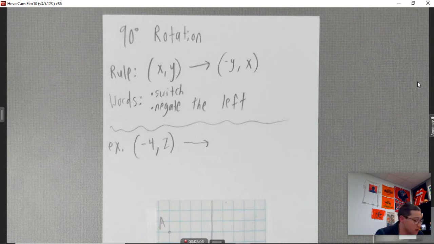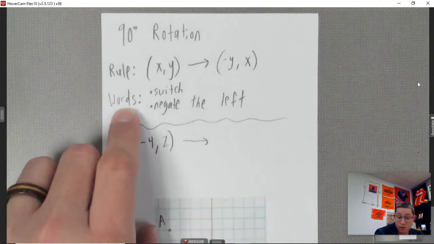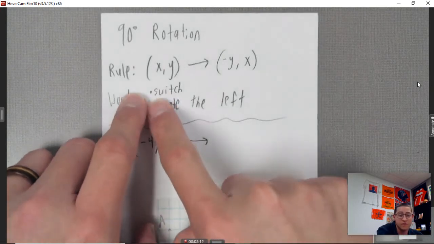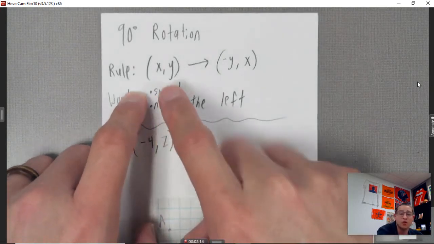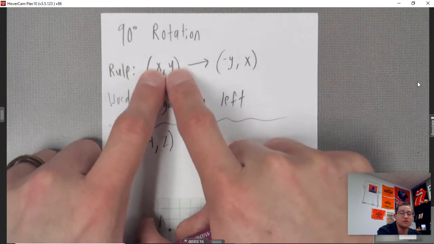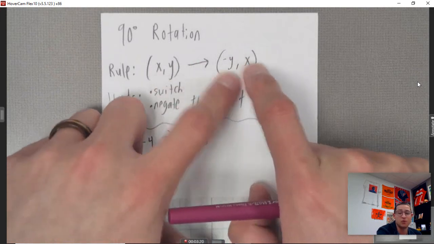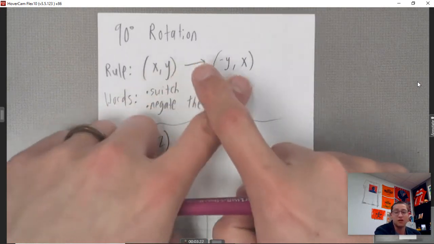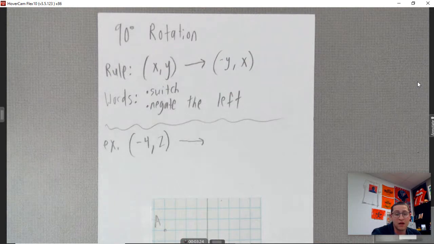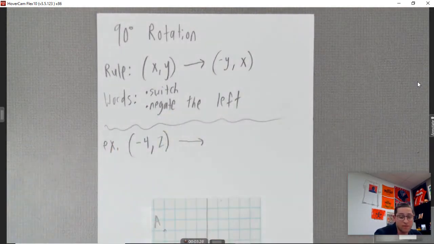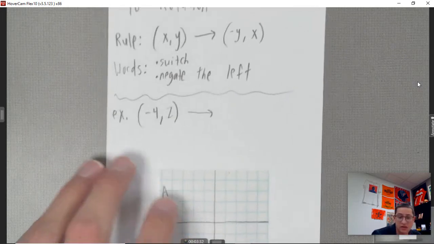Now, I like to think about these as the words of what we're doing. We have 2 bullet points. The first thing you're going to do is switch the coordinates. Notice that we started off with x and y, and y is in this place now, and x is in this place. So we are flipping from here to here. And then we want to negate the left coordinate, the one on the left. Let's look at an example, and we can really see this in action.